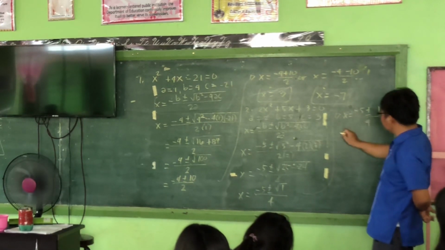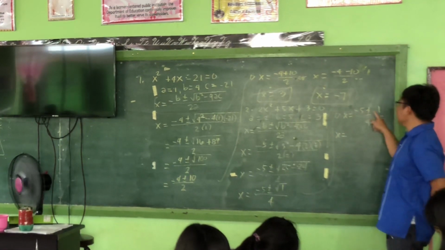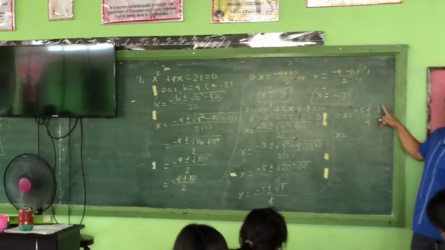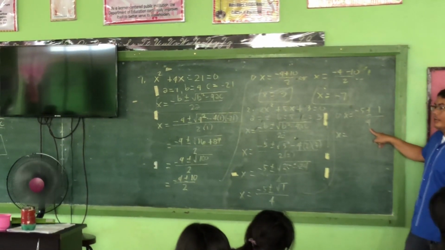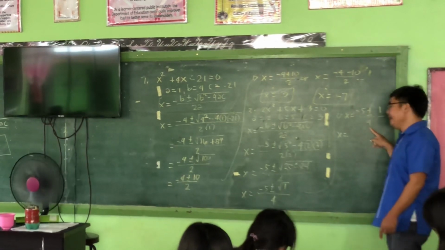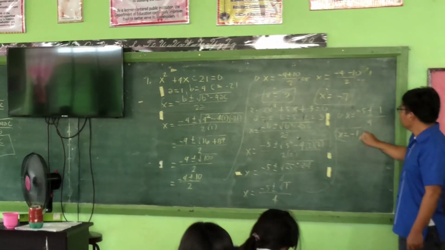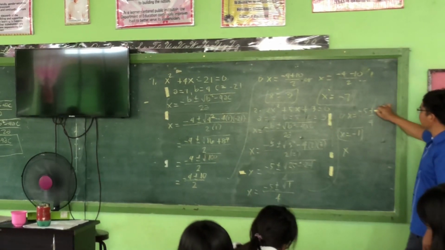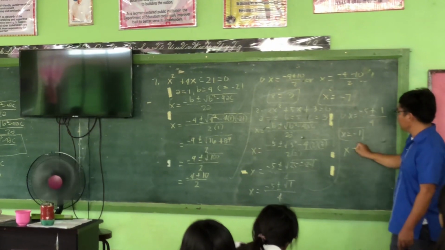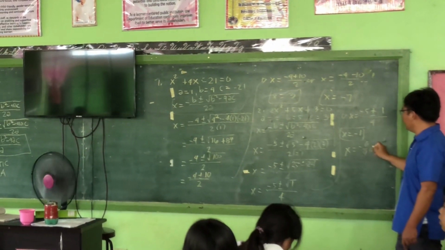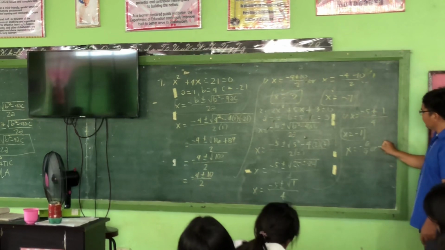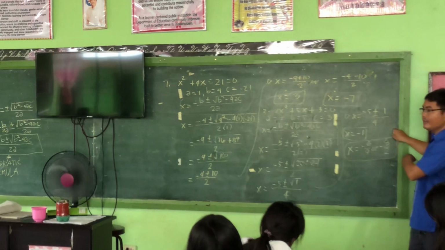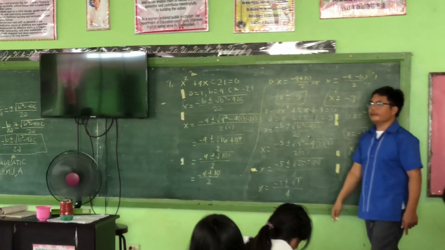So here are the values. Negative 5 plus 1 is negative 4, divided by 4, is negative 1. Second, negative 5 minus 1 is negative 6, divided by 4. So negative 6 over 4, or simplified, negative 3 over 2. That is the answer, but we are using the quadratic formula.